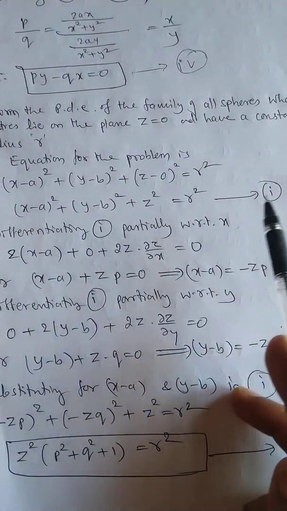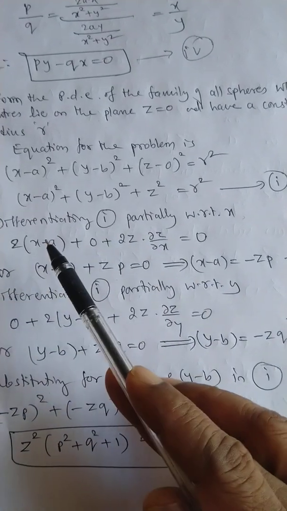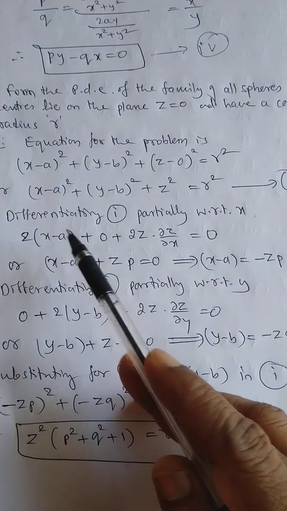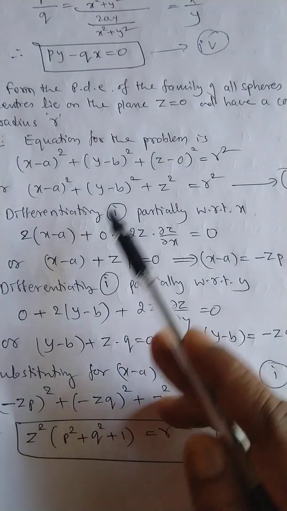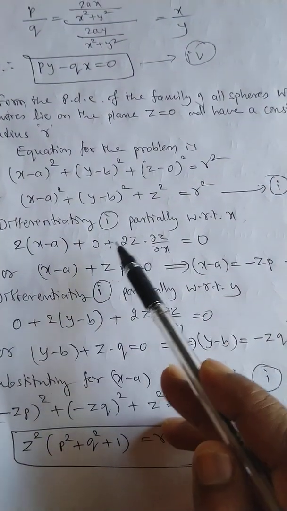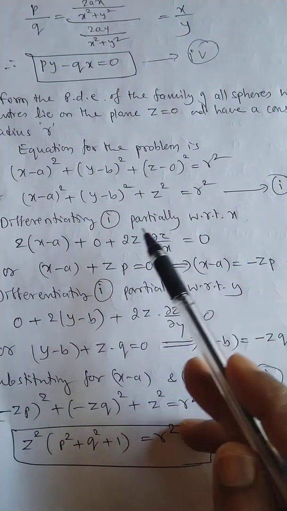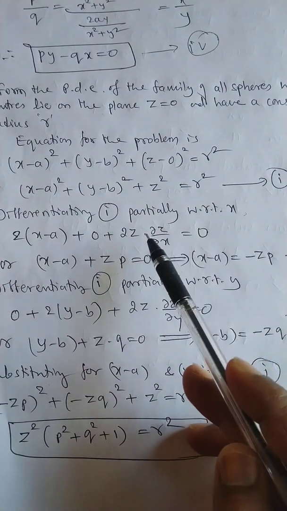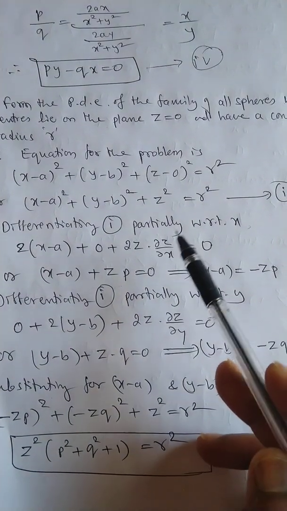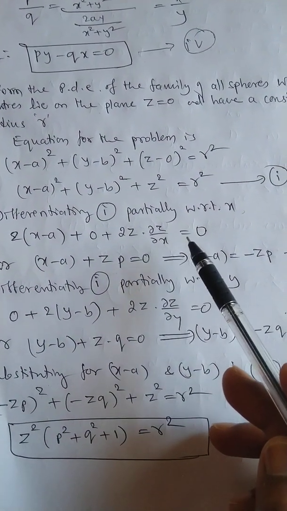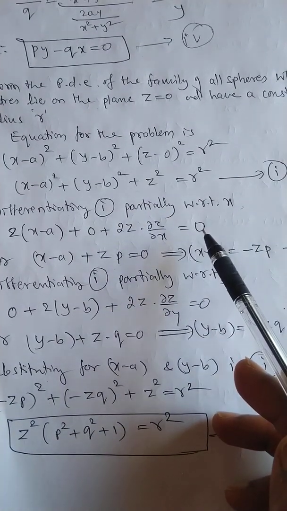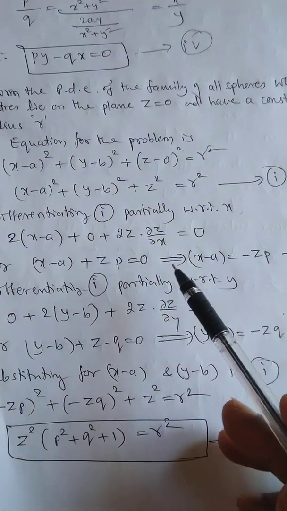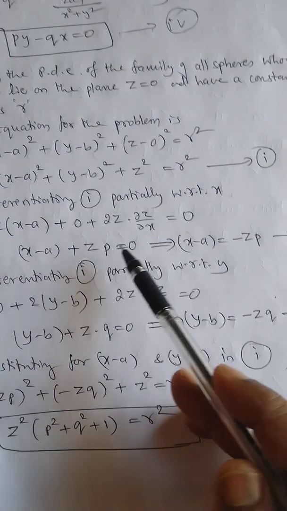Differentiating this partially with respect to x, we have: x minus a whole square, partial differentiation with respect to x is 2 times x minus a into inner differentiation 1, plus partial differentiation of the y term with respect to x is 0, plus z square differentiation with respect to x is 2z into dou z by dou x. Since z is a function of x, z can be differentiated partially with respect to x, and also with respect to y, equal to 0. r square differentiation is 0. So 2 is common, 2 goes off: x minus a plus zp is equal to 0, so x minus a is equal to minus zp.